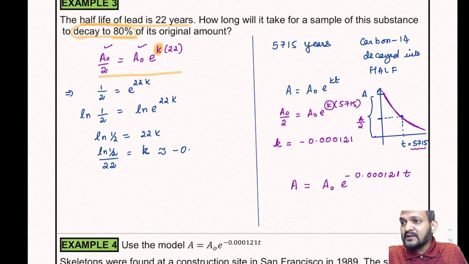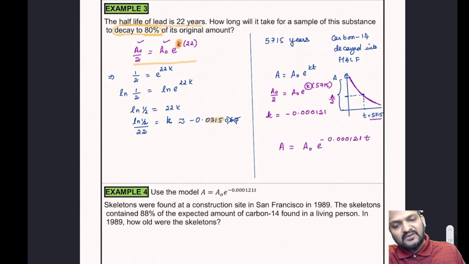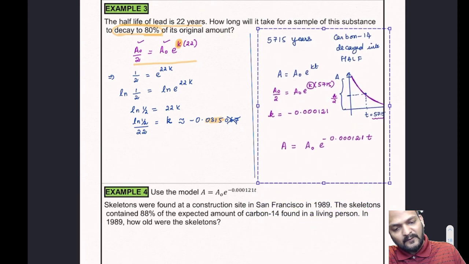Now if you use the calculator to figure out what that is, you're going to get negative 0.0315067. I think we'll just keep the 4 decimal places, and we can ignore the other parts. We don't need to worry about these. We'll just keep those numbers. So that's the decay rate. We will use that to see how long it takes for it to decay to 80%. Before I do that, let me just move this down here. We don't really need this, by the way. We only need this for this one.